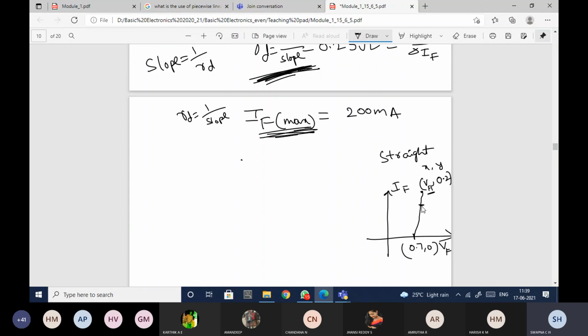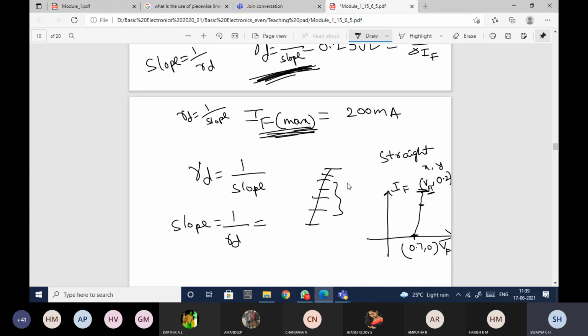In order to find VF1, he has given one more thing. What is that? RD. RD is nothing but 1 by slope. So slope is nothing but 1 by RD. What will be the slope of this line? The slope of a straight line can be taken from here to here, or here to here. It doesn't matter, it will remain constant. So I'll take the slope.